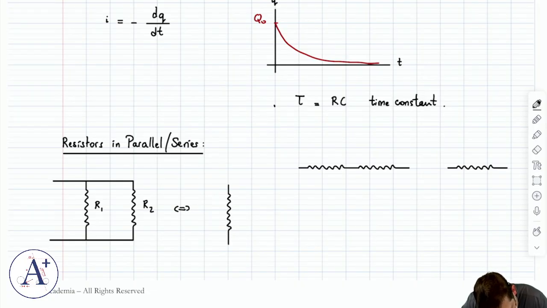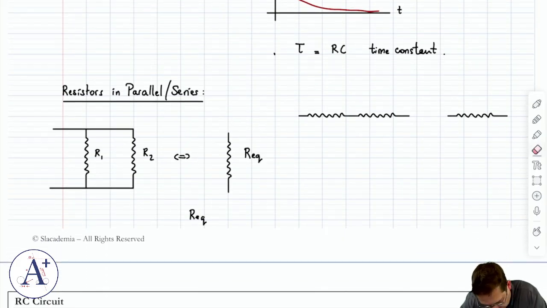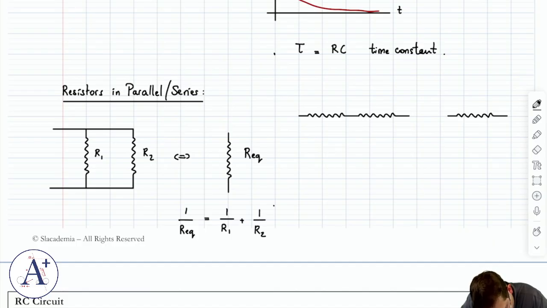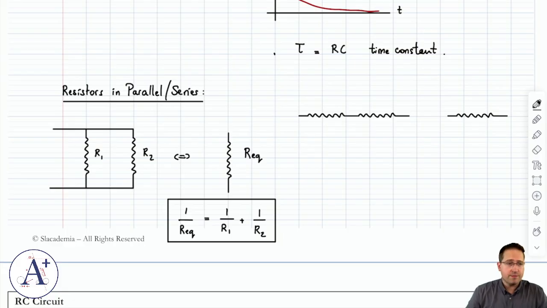Two resistors in parallel are equivalent to a single resistor, where the way to compute R equivalent is this: 1 over R equivalent is 1 over R1 plus 1 over R2. Okay? That's just resistors in parallel, which is the opposite of capacitors in parallel, right? C1 and C2 in parallel, C equivalent is the sum, C1 plus C2. Here they add as inverses.